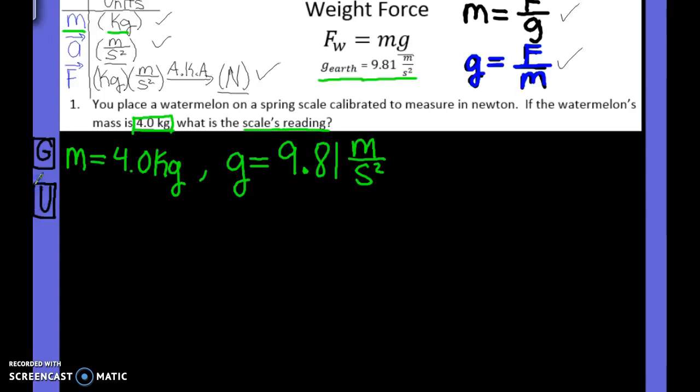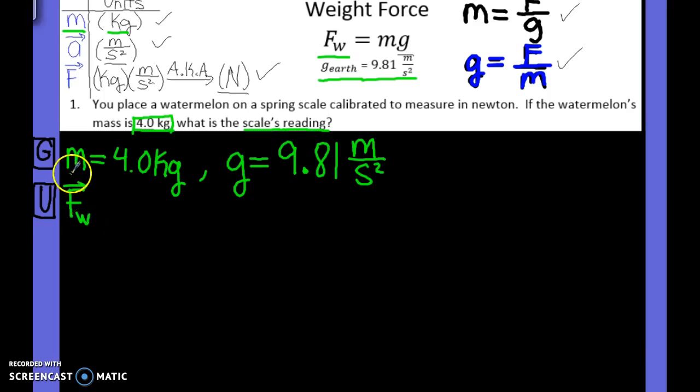Now, what the question's asking for is the unknown. What is unknown here? The weight, which is force. Our everyday meaning of weight is in pounds. In physics, we use newtons. We use force. Pounds is a force. In physics, we represent weight by force with a subscript W.